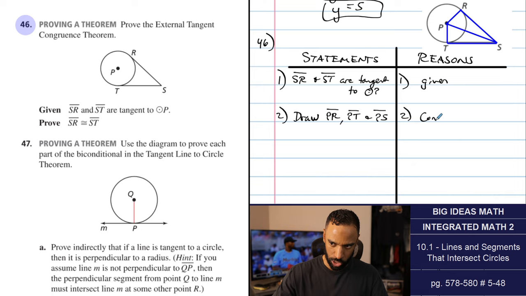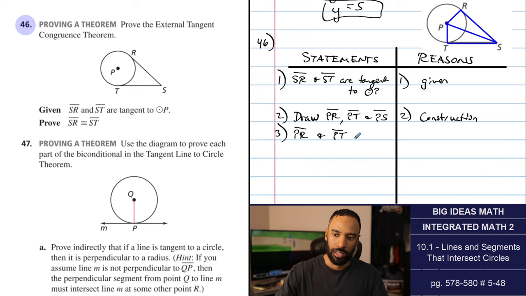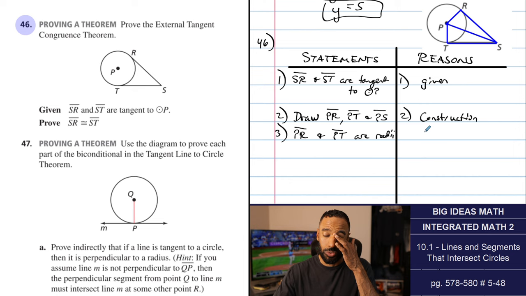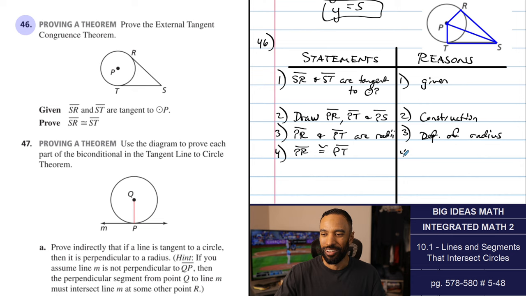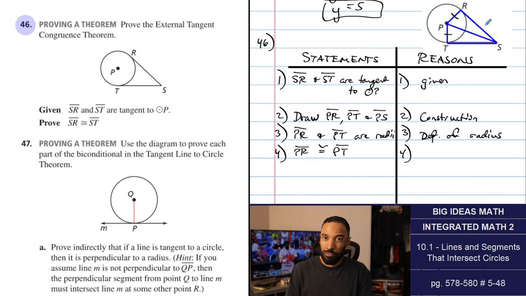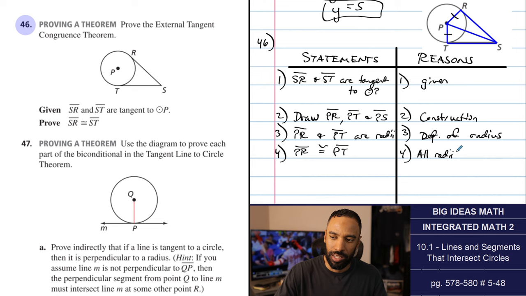Now, PR and PT are radii. That's definition of a radius. The definition being going from the center to an endpoint. So definition of radius or radii. And all radii are congruent. So I can say PR is congruent to PT. So a lot of steps. See, this is the stuff that I don't like to do. All this stuff. PR congruent to PT. Also definition of radii. I don't know. All radii are congruent. I'll just say that. Yeah, that's not a definition. But all radii are congruent. Okay. So those two are congruent, right?